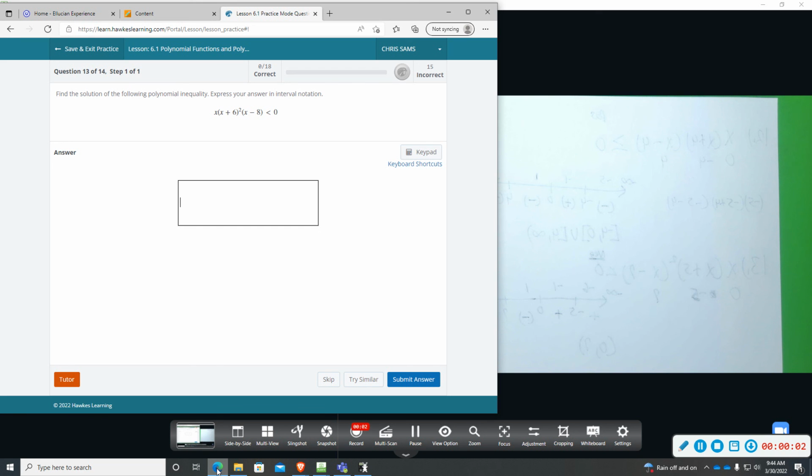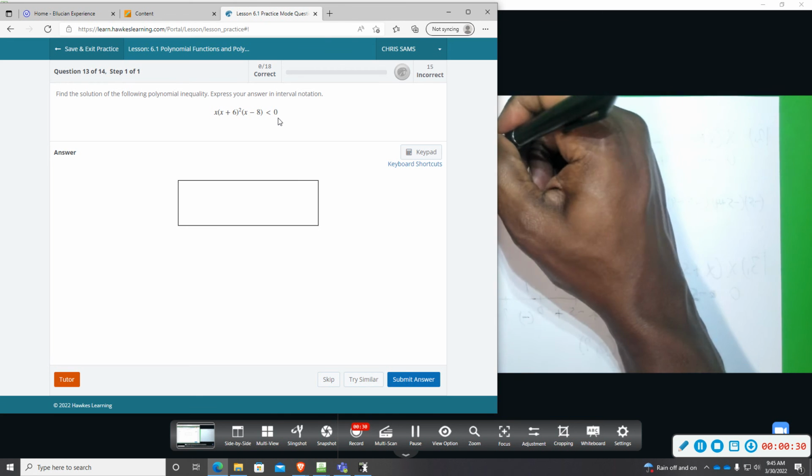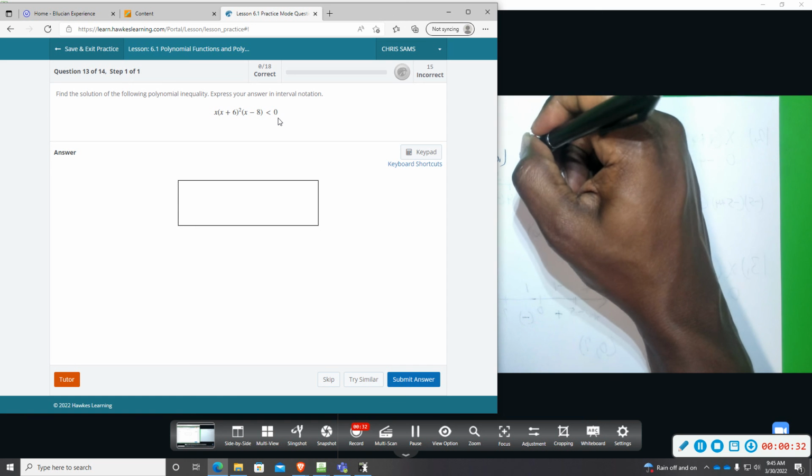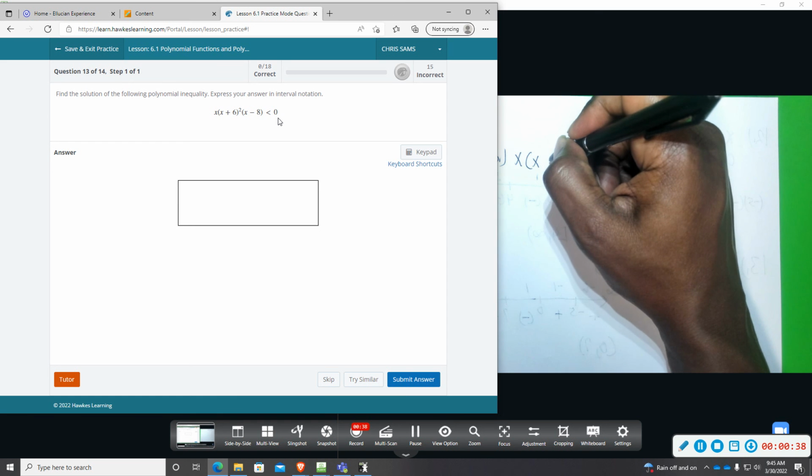All right, number 13 and 14. I guess I missed hitting the record, so I'm doing them in the practice section, but the problems are always similar. On number 13, we're going to do the same thing that we did in 12. We're going to find the critical values, and then this time we want to find where the polynomial is less than 0, meaning negative. It's already in factored form, so it's going to be really easy to find the critical values.